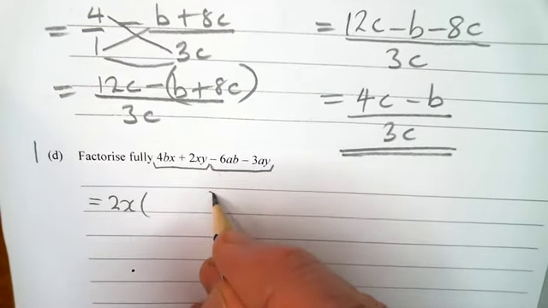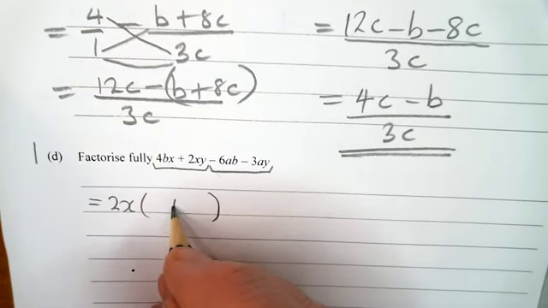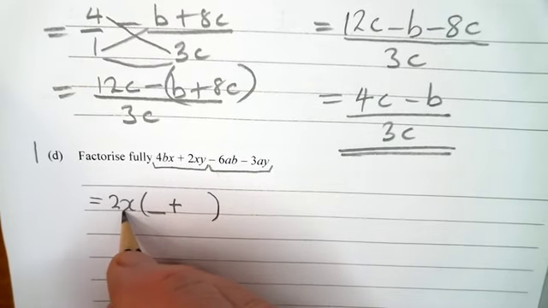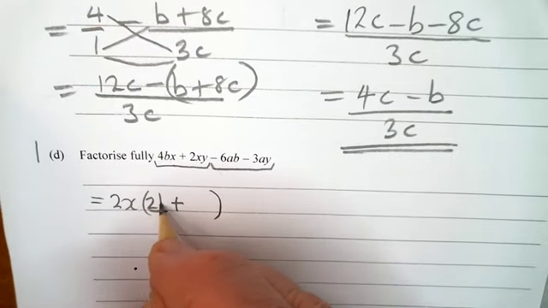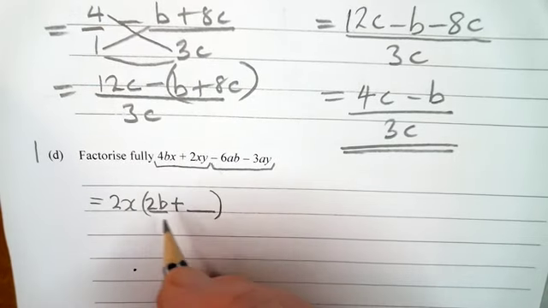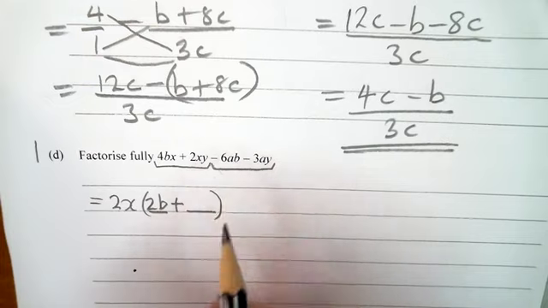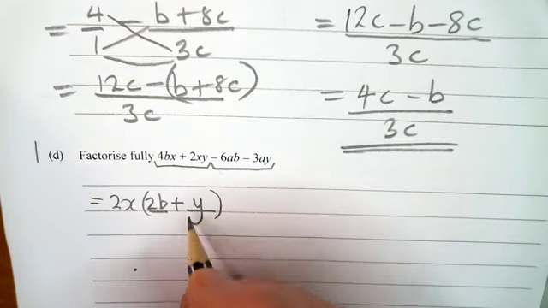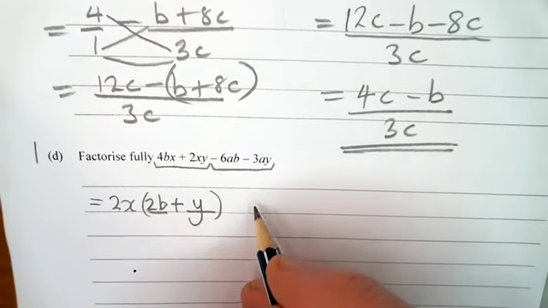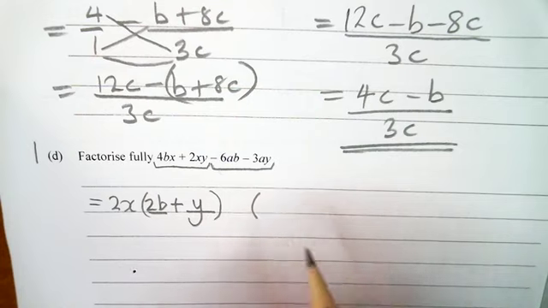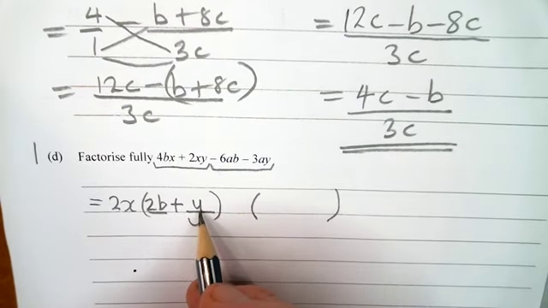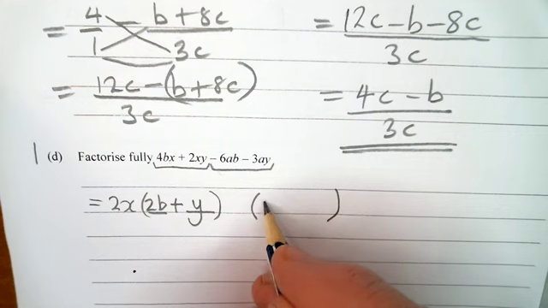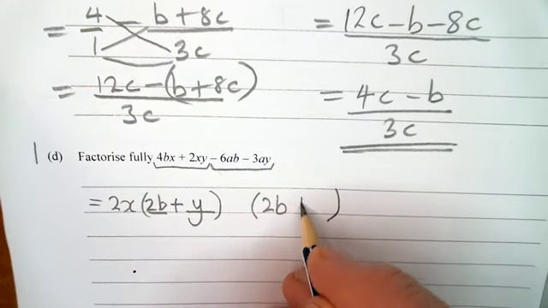Then I'm going to put my brackets in. I've got a plus in the middle, and I'm going to say what times 2x makes 4bx, and the answer would be 2b. Then I'm going to say what times 2x makes 2xy, and the answer would be y. Then the next one. Now the next one, what we want to do, if we can, is we want the same thing here. In other words, we want a 2b and we want a y.